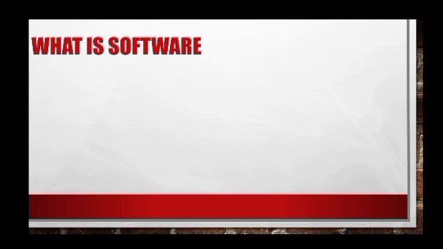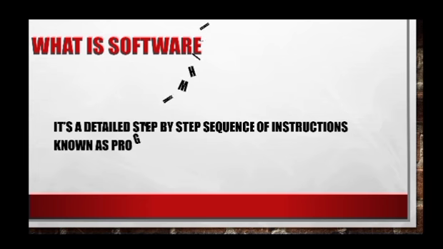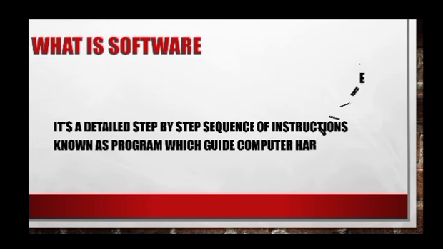As a beginner in studying information communication technology, you may be asked to define, or an NECO exam may come to define, the following terms. So what is software? Software is a detailed step-by-step sequence of instructions known as a program which guides computer hardware. So as you input data in the computer through use of hardware, they get processed.